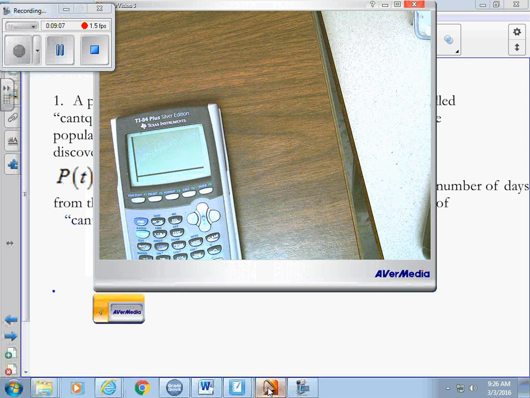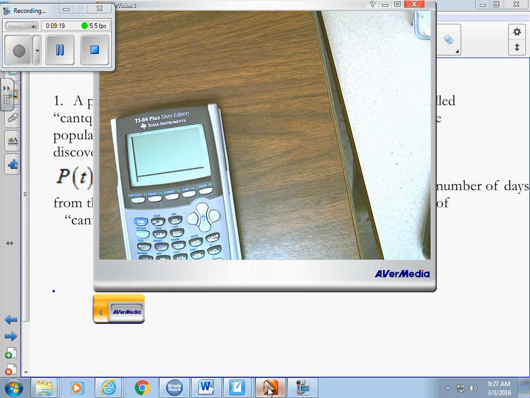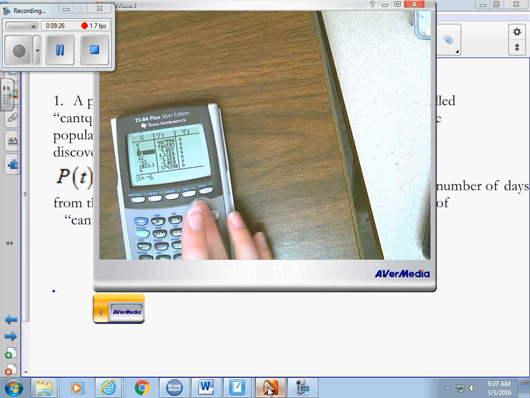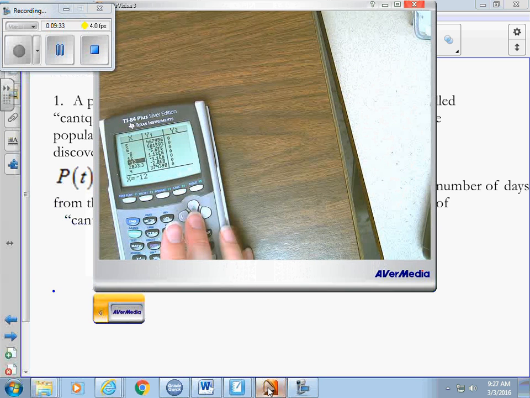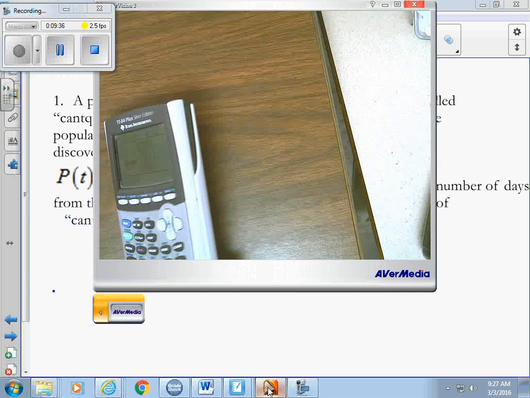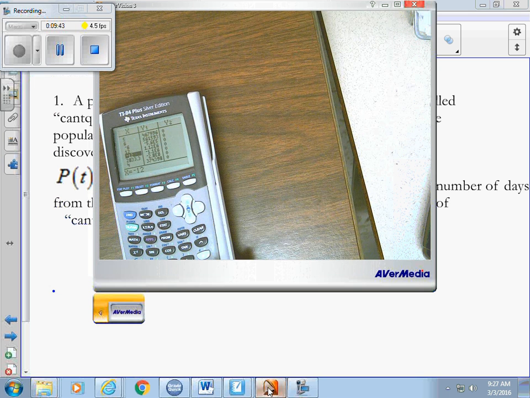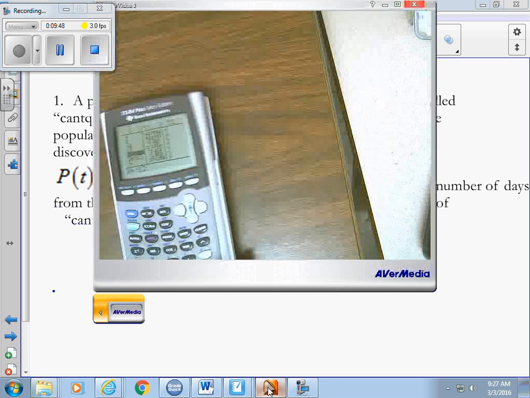Still nothing, right? So what do I do at this point? Change my window again. If you want to, you could go to your table and type in a couple of numbers and kind of see where it looks like it. Hold on. 12? Are we crossing it? No. Oh, that's negative 12, sorry.